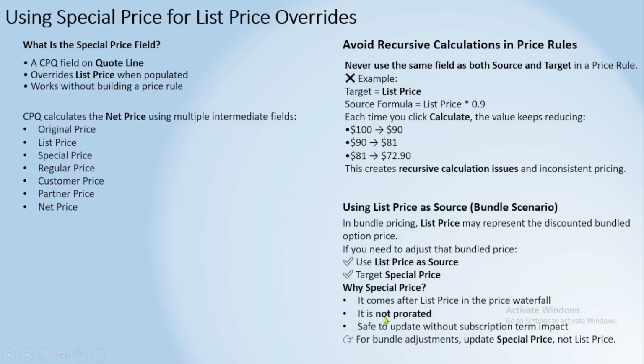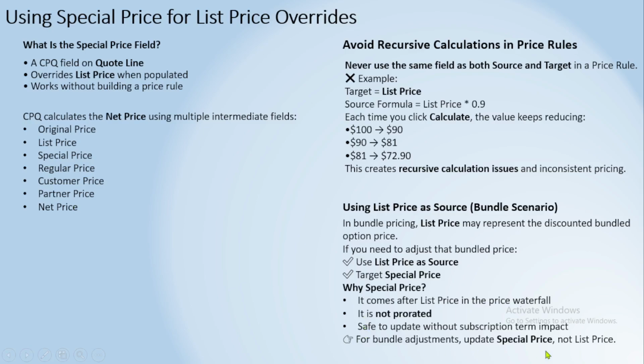So why special price? Because it comes after list price and it is not prorated. Up to special price, these prices are not prorated, because after that, the regular price, customer price, partner price, and net price are the prorated prices, since the proration calculations have been done on those fields. So that's why we need to make changes only on the list price and the special price. Don't try to change these prices with the help of price rules, because it will be updated later and your value will not have any impact.